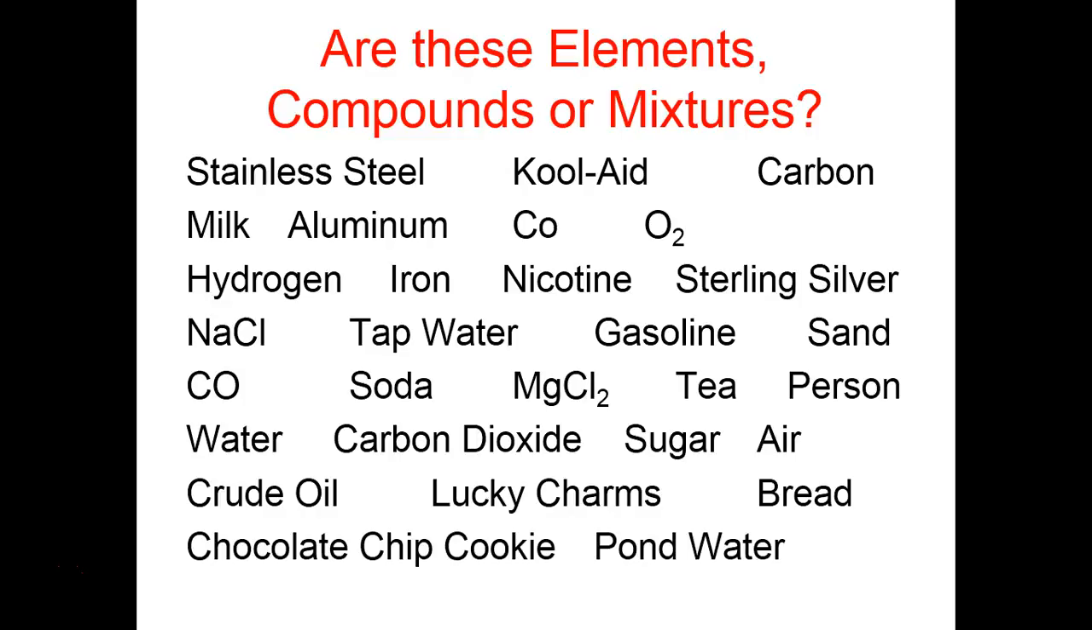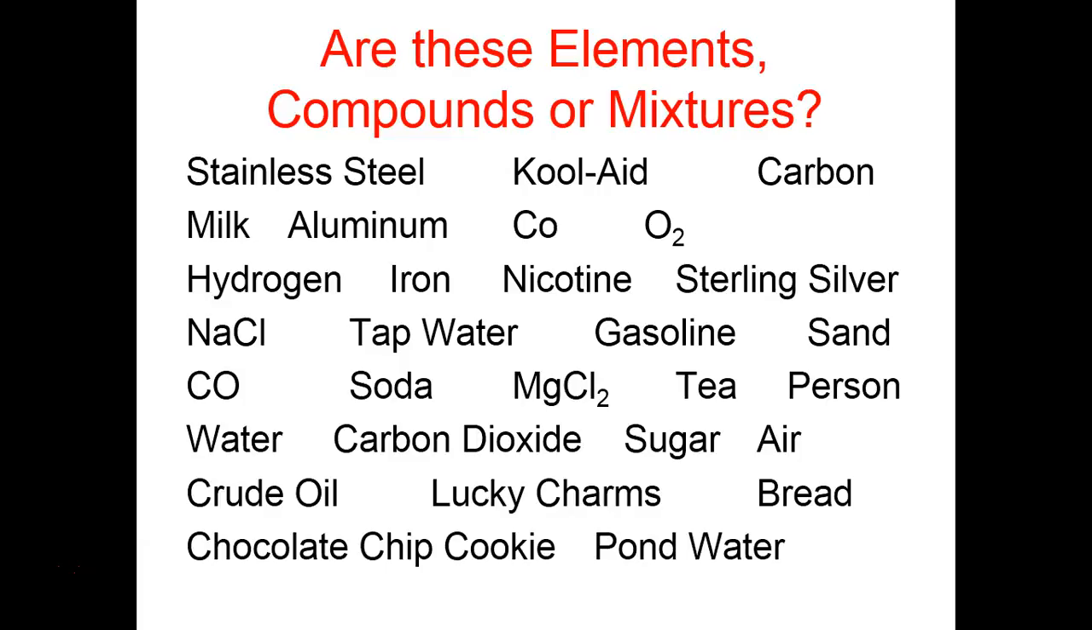Lucky Charms is a mixture. You got different shapes, some of the pieces are marshmallows, some of the pieces are not marshmallows, things like that. Bread, I would say, is a mixture. Not only does it have pockets of air in there, but there's a lot of different chemicals going into bread. You put flour in there and eggs and butter and whatever else.